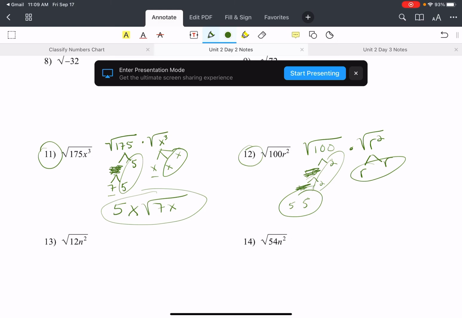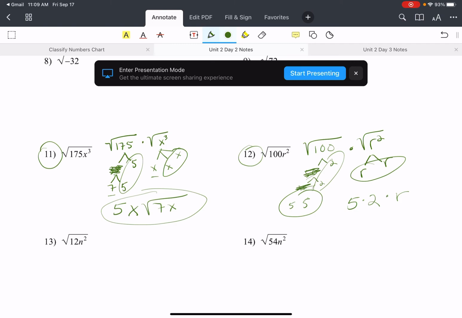Okay, so the pair of 5's becomes 1 out of the radical. So does the pair of 2's. So is it times? Put a times. And then so does the pair of R's. Now, what's different about this one than the other examples I've done?